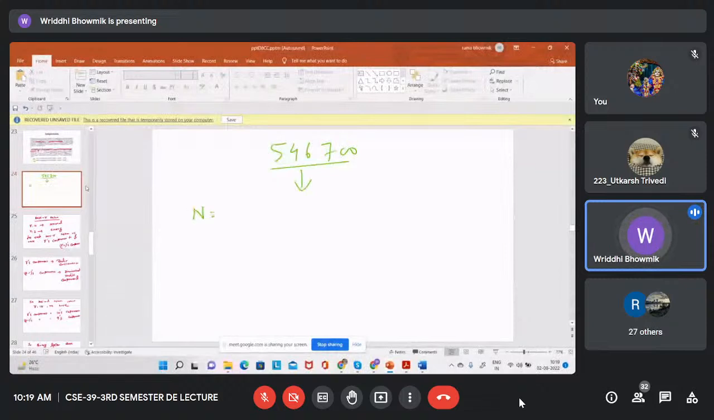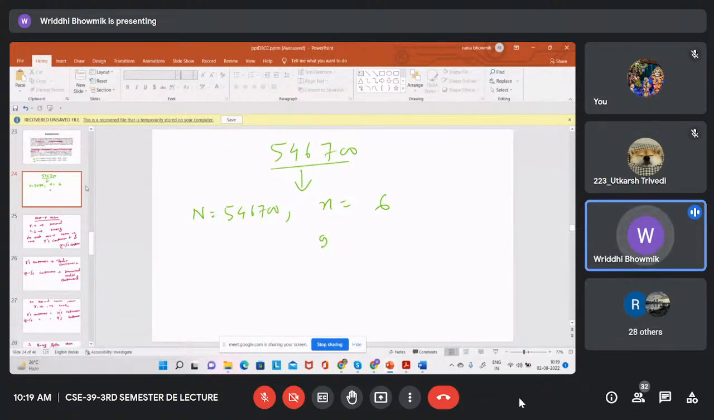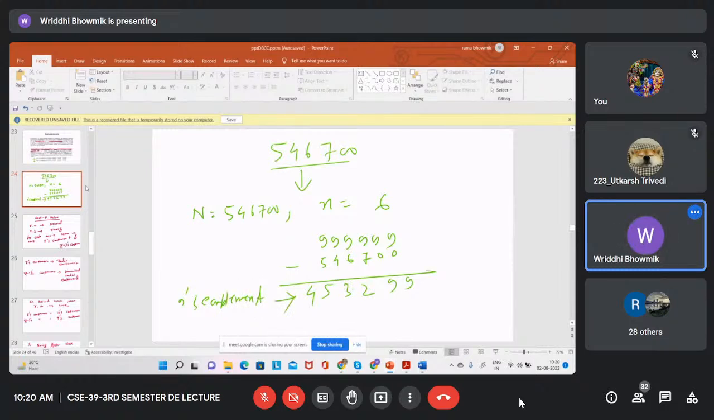So your capital N is equal to 546700. Small n is equal to 6. So you have to subtract each and every digit from 9. So you have to take n number of 9s, 999999, and subtract 546700. So 453299. So this is the 9's complement of 546700. You see?